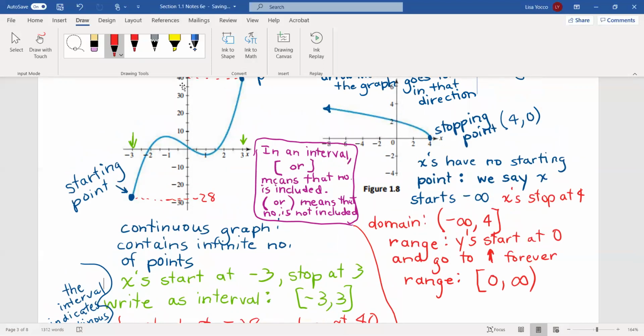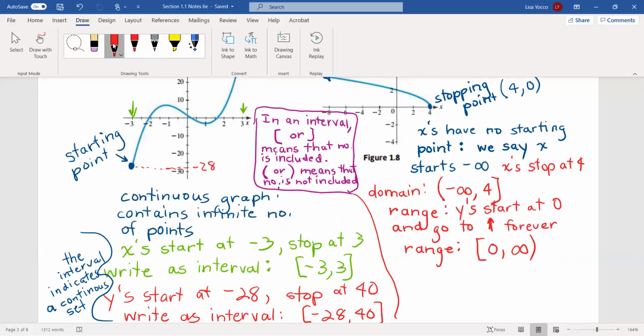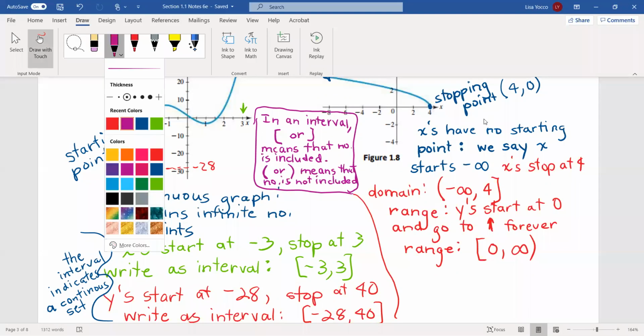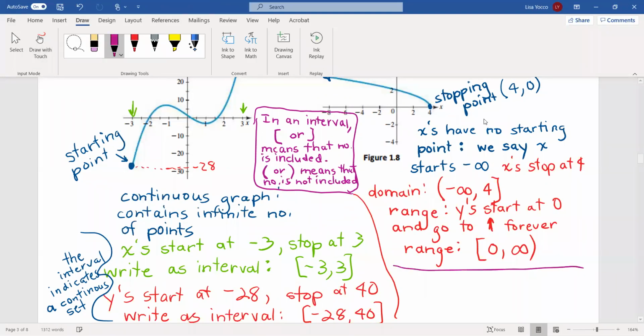Let me give you one other little sort of tip. When looking at the graph, when you're speaking of the domain, you're looking at the graph from left to right. And then when you're looking at the range, you're looking at the graph from bottom to top. All right.